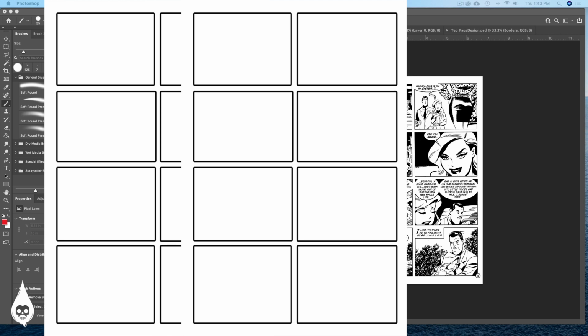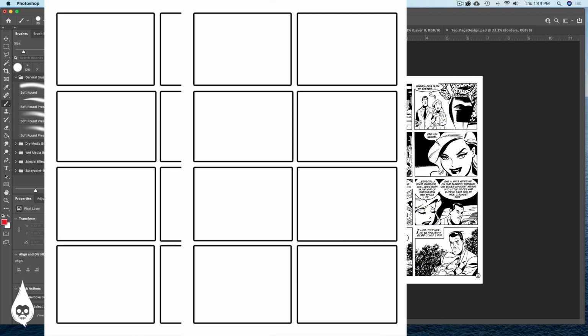So Bruce Timm, what we have here is a simple grid foundation. The first thing we have to understand as storytellers is how we in Western civilization read. And we read left to right first, then top to bottom. So we are basically following this pattern through the page.